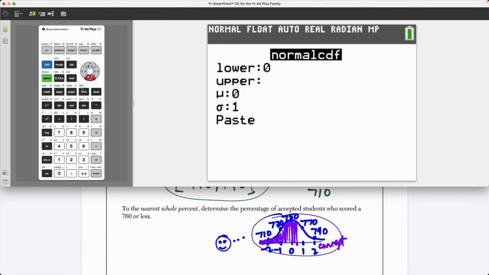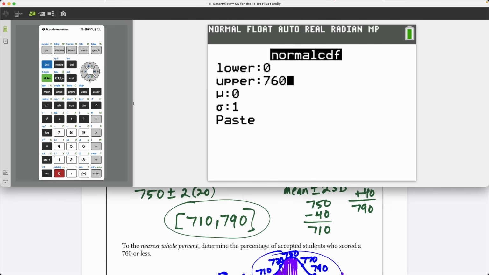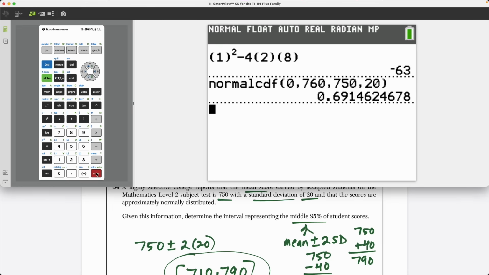And then the upper part here is going to be 760. And then we have the average and the standard deviation. So the average, they told us in the beginning, was 750. So we write our average in, and our standard deviation is 20. And now we just press enter all the way through, and this gives us everything we need.